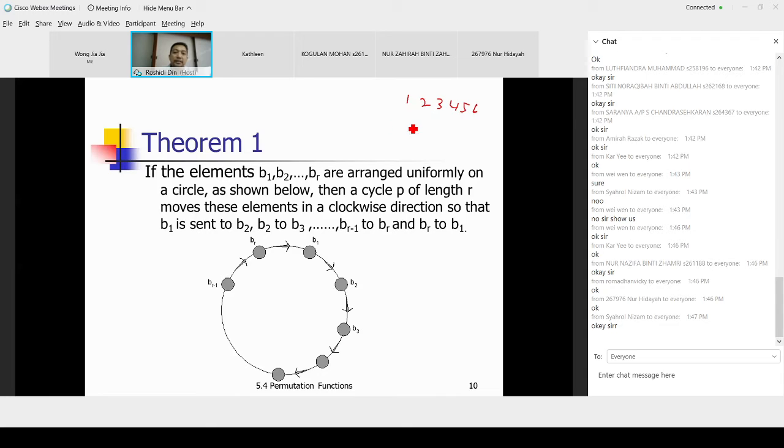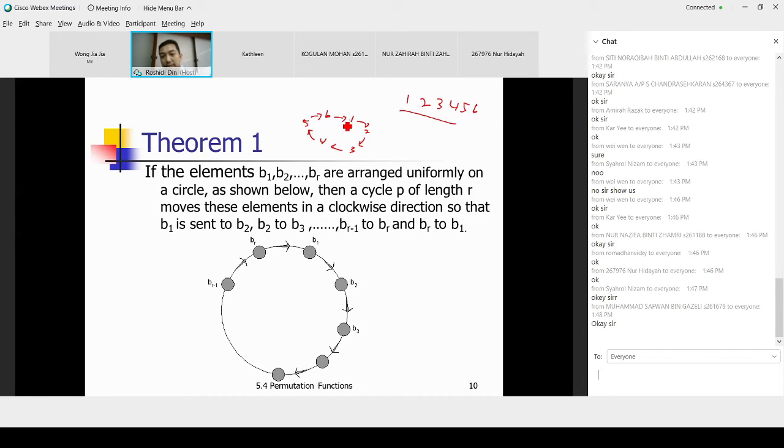If we have a permutation, this idea looks like 1 maps to 2, 2 maps to 3, 3 maps to 4, 4 maps to 5, 5 maps to 6, 6 maps to 1. This we call a cyclic permutation. Okay? The cyclic permutation refers to this idea. Class, okay? Because after this we talk about cyclic permutations, I mean, maybe there are two cycles of permutation.